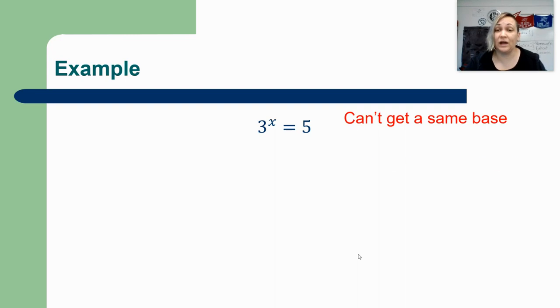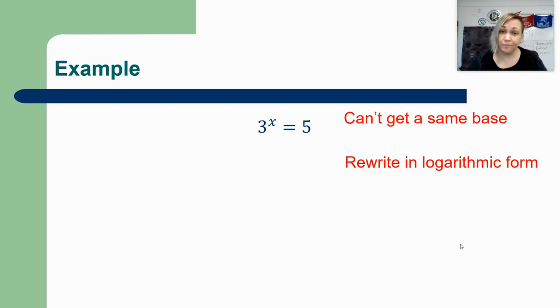And so when that happens, then you want to take this problem and you want to rewrite it in logarithmic form. Remember, we do the wheel for that. So in our head, we say log base 3 of 5 equals x. Now this has been solved for x. The x is all by itself. So we just got to figure out what is log base 3 of 5?